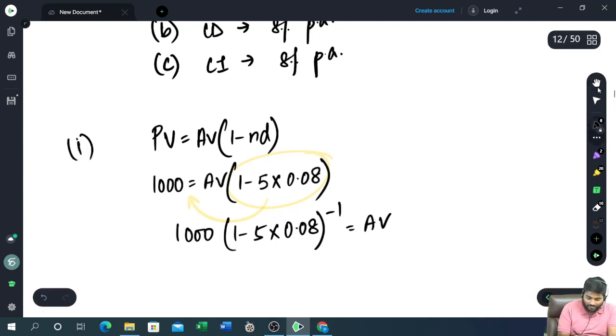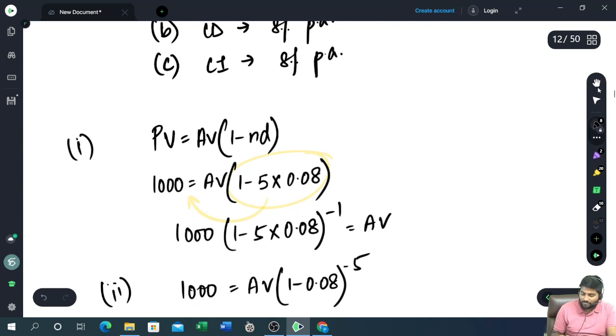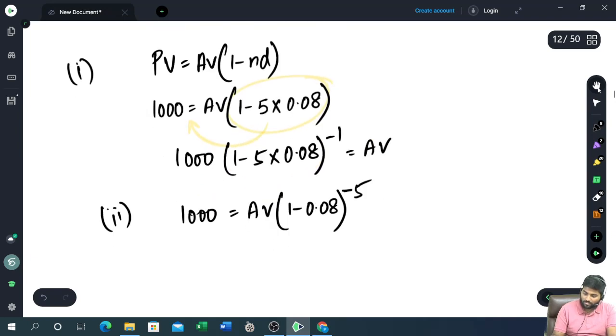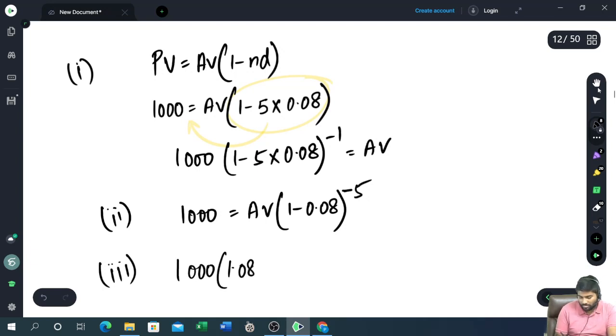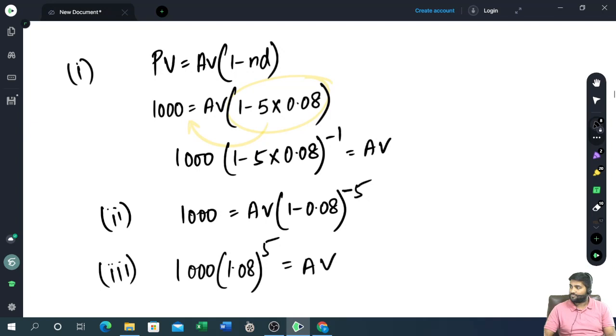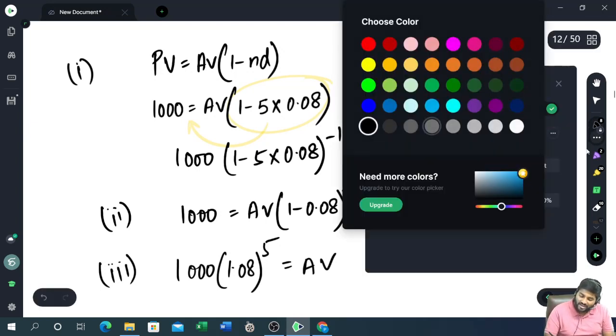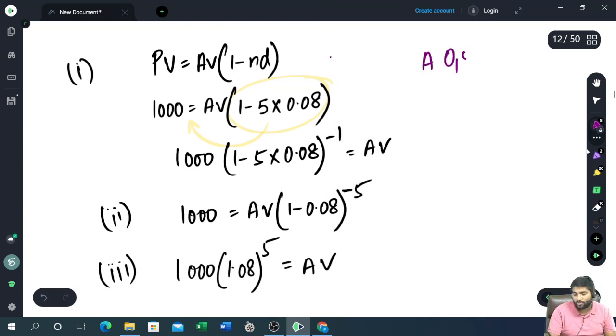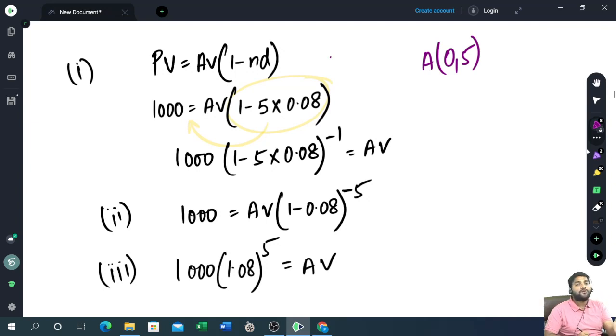For the second one, we can say 1000 is equal to AV times (1 minus 0.08) to the power minus 5. Please calculate the answers. And the notation we can use here for the accumulation factor is A(0,5). This is the accumulation factor from time 0 to time 5. Okay?